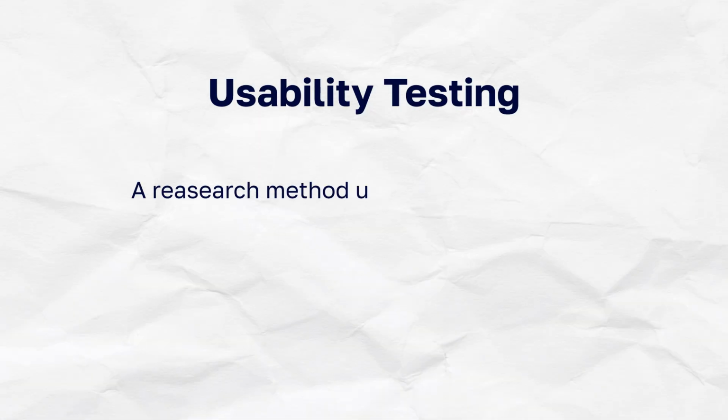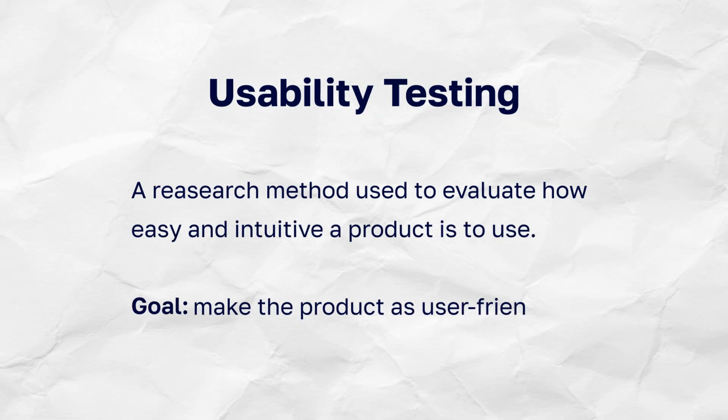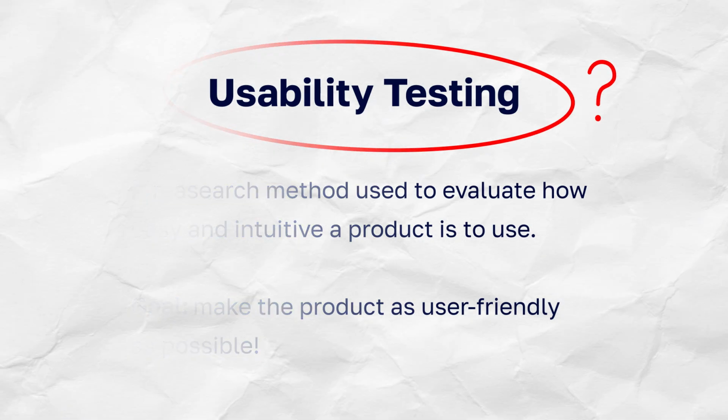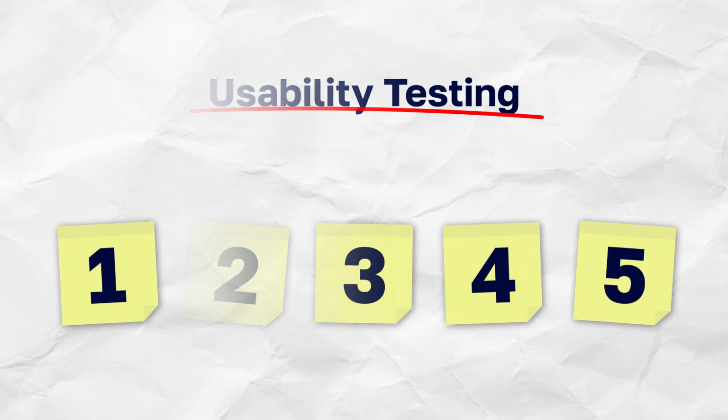Let us dive in. Usability testing is a method used to evaluate how easy and intuitive a product is to use. The goal is simple: to make the product as user friendly as possible. So, how do you use this research method? Usability testing is straightforward and can be conducted in 5 simple steps.